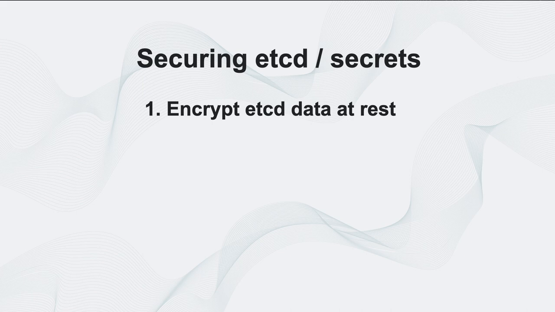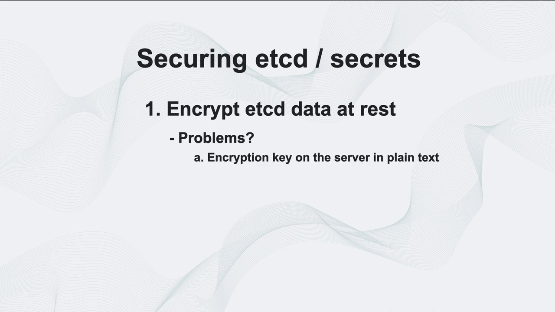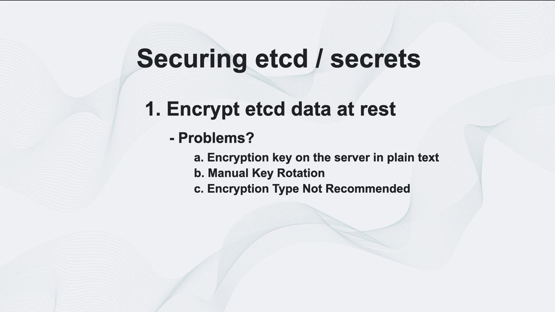But there are a couple of problems with this, the way we did it. So the first problem is that the encryption key on the server is in plain text. So if somebody gets on your control plane node, they can just check out that encryption configuration file, and there's the key, and that key unlocks everything. It's in plain text. The second problem is that you face manual key rotation, which can be pretty cumbersome. And third, this encryption type is actually not recommended. The one that they show on their website, the one that we just followed.